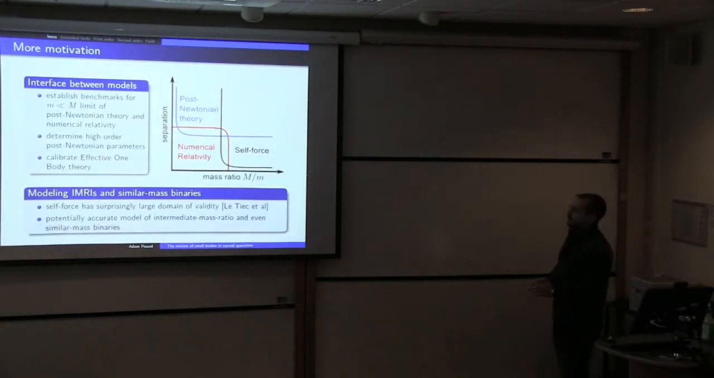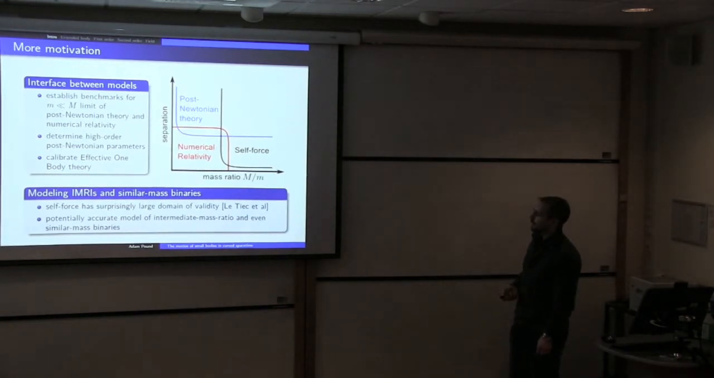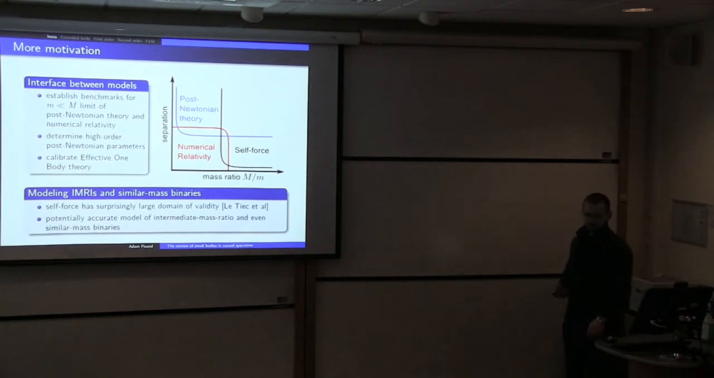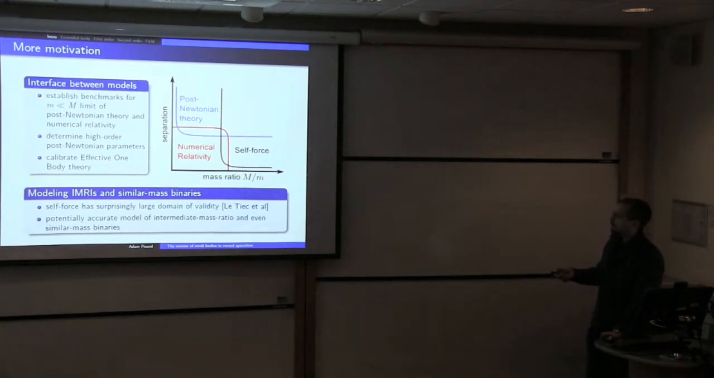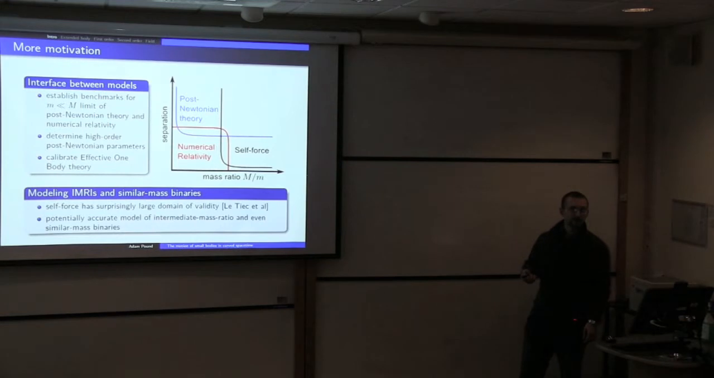There's also more motivation coming from other binary systems. So let me depict the parameter space of compact binaries like this, the mass ratio here, the orbital separation here. The self-force theory applies when the mass ratio is very large. When the orbital separation is very large, you have post-Newtonian theory applying. When the separation is small and the mass ratio is small, the only thing you can use is numerical relativity. Unless you use effective one-body theory, which in principle is supposed to cover the entire parameter space.